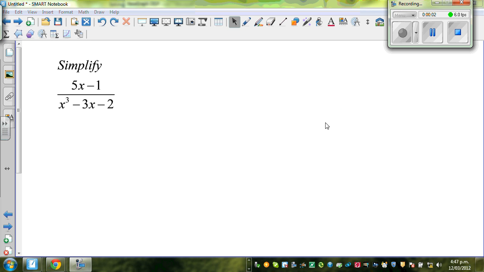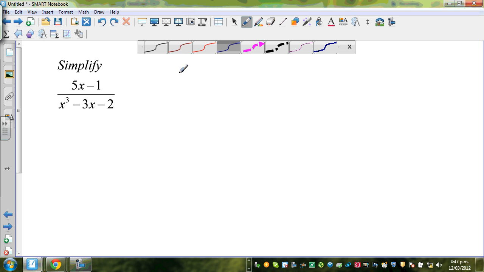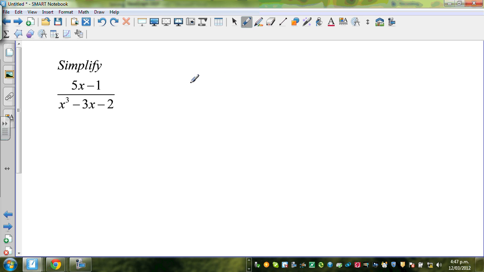Now this problem was sent to me by one of my students. The question was: simplify (5x minus 1) over (x cubed minus 3x minus 2). The main thing is how to factorize the denominator. So let us see whether we can factorize the denominator.